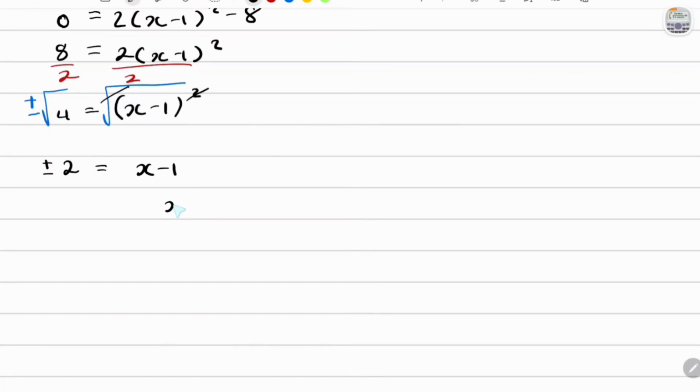And now we can leave x on its own and take the 1 over. This is a negative 1. It comes over and becomes a positive 1. And we still have plus minus 2. Right? So it's 1 plus minus 2 is equal to x.